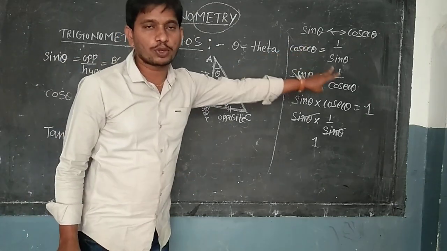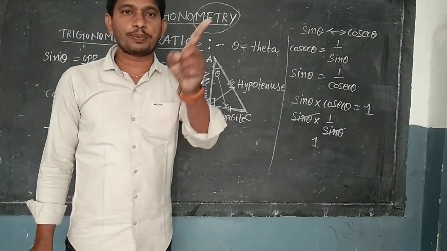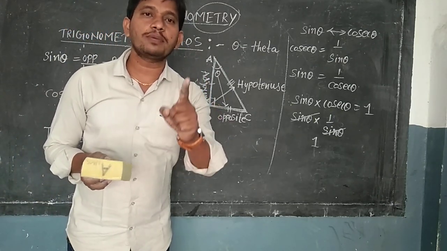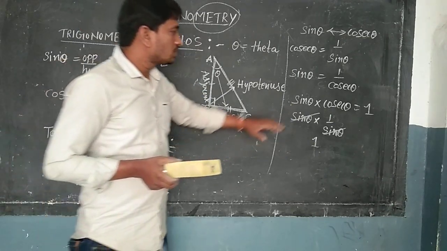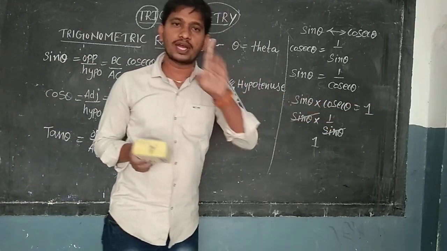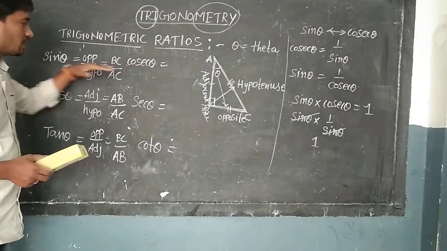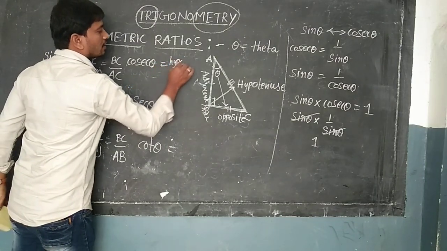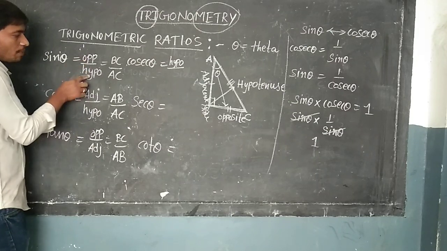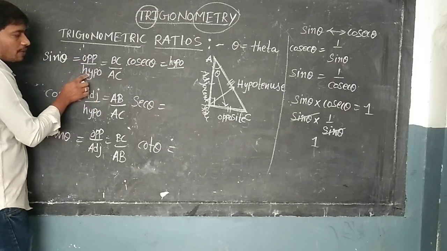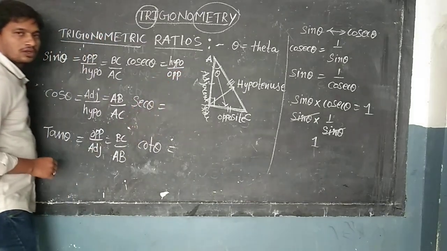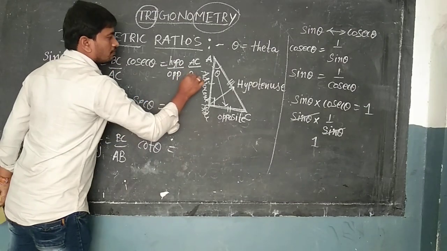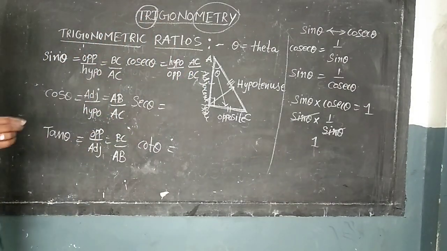Here sin theta is the reciprocal of cosec theta, and cosec theta is the reciprocal of sin theta. I mean sin theta and cosec theta, they both are reciprocal to each other, so sin theta into cosec theta equal to 1. So cosec theta is the reciprocal of sin theta. Here sin theta is opposite by hypotenuse, then cosec theta is hypotenuse by opposite. What is hypotenuse here? AC. What is opposite here? BC. So AC by BC.